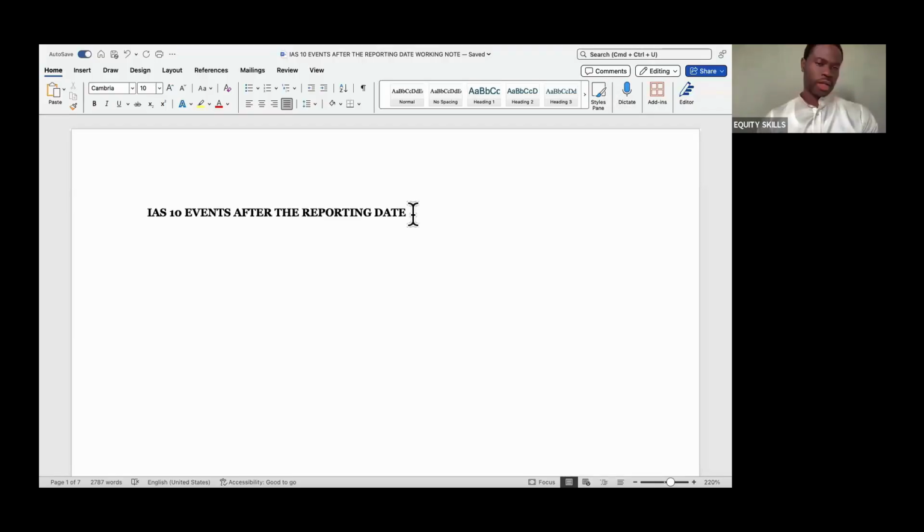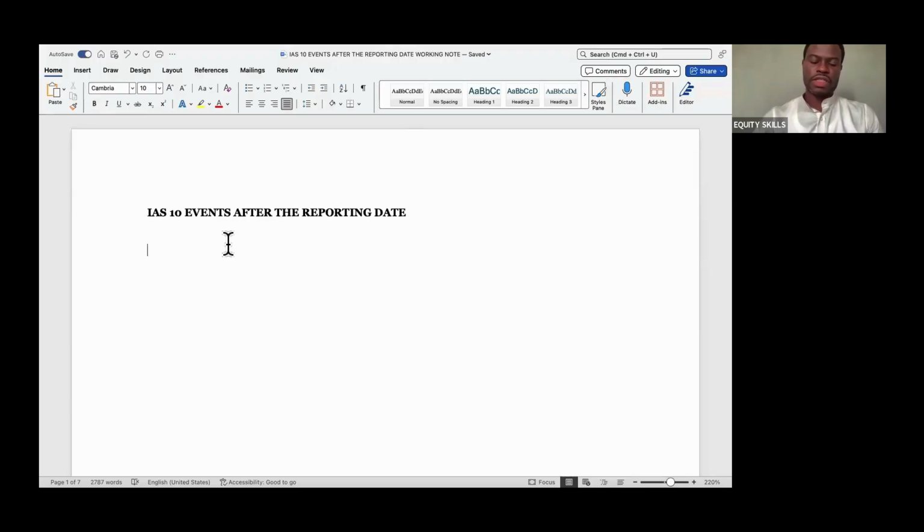And today we are going to start a very short but a very important standard, which is IAS 10 on events after the reporting dates. Note that this is a combined class because this is a combined requirement across levels. It's just the way questions are set that are different, which you would see very soon. So we're looking at IAS 10 on events after the reporting dates.